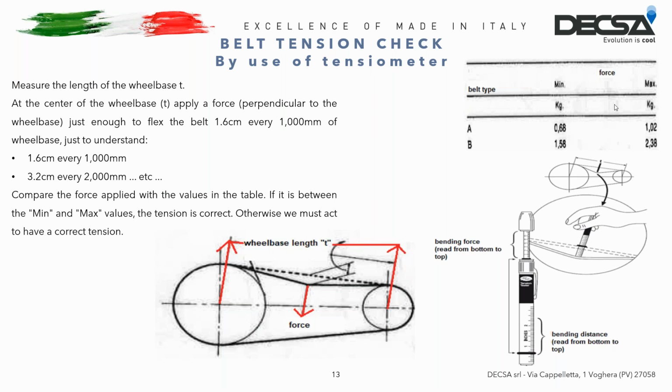At the end of this operation, the tensiometer must give a value between minimum and maximum. Otherwise, the belt tension must be changed. I indicate the values of the type A and type B belts because they are the most installed models. Warning, the values shown refer to a single belt. For example, we have 3 single belts for a 3-groove pulley.